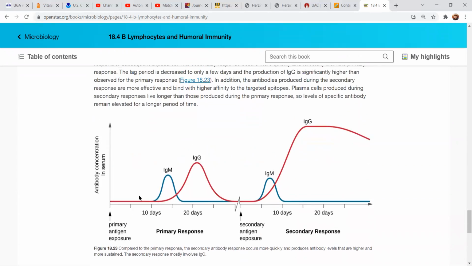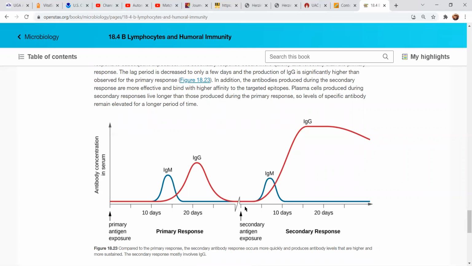So if we kind of look at what happens, we have the primary antigen exposure. So we're exposed to something for the very first time. After about 10 days, our IgM molecules peak, or about 10 to 15 days. And then at about 20 days, our IgG peaks, okay? And so this little period here is called the lag period.